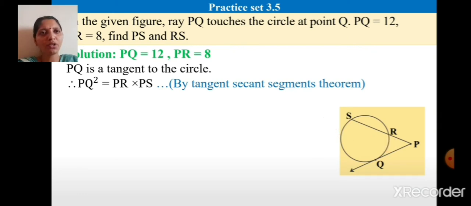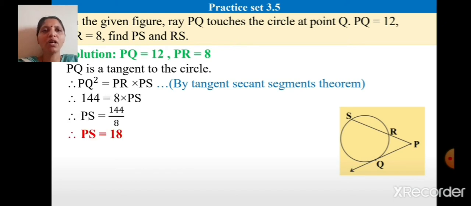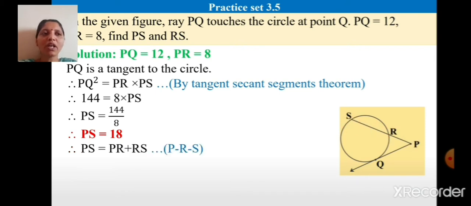Now let's substitute the values. PQ is 12, so 12 square will be 144. It is equal to PR is 8, so 8 into PS. Therefore PS is equal to 144 upon 8, that is equal to 18. So we got the value of PS. Now how to find the value of RS? You can see here P, R, S are collinear points. So you can write here PS is equal to PR plus RS. So let's substitute the values.